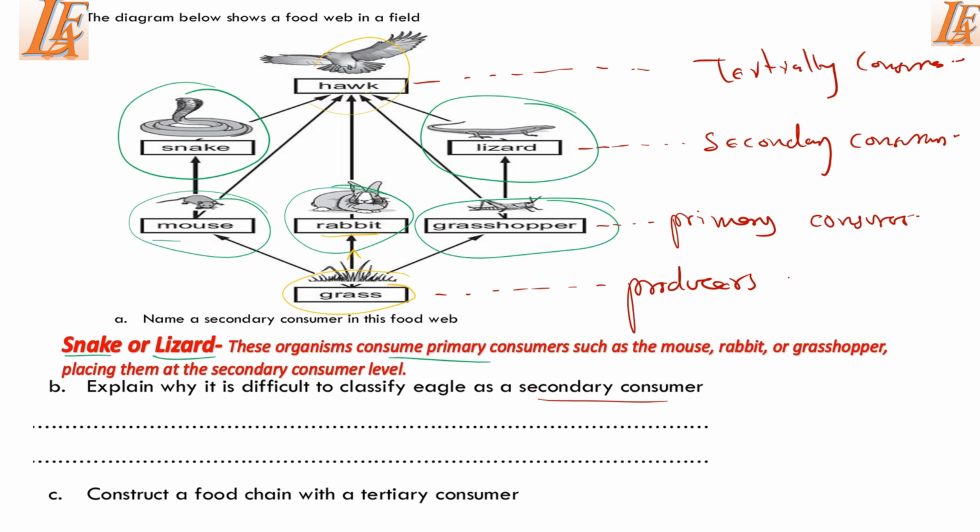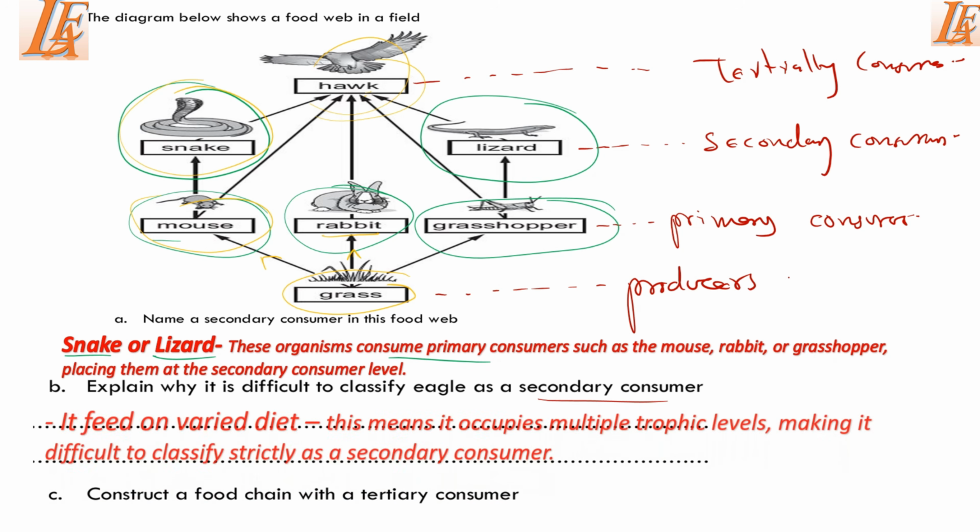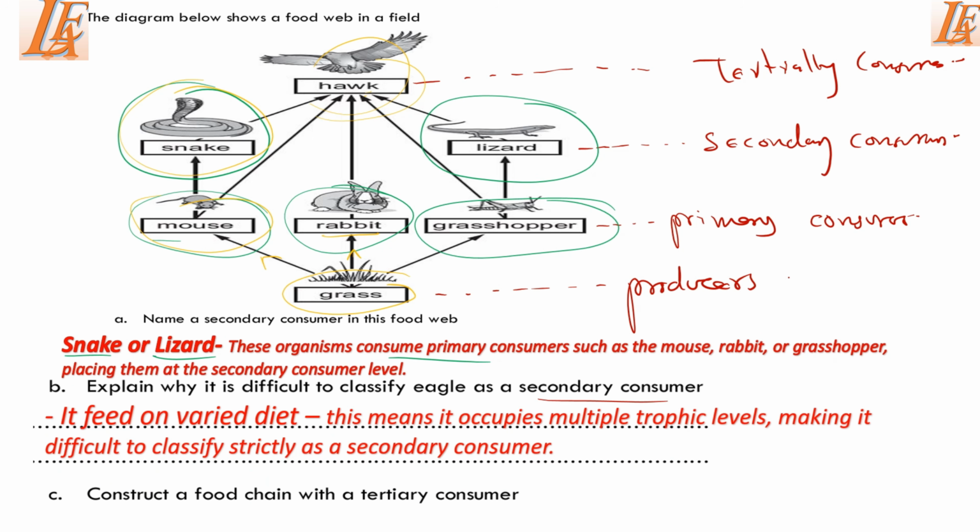But if we follow the other route, grass, we go to the mouse, then we go to the snake, then we go to the hawk. At this level, the hawk or the eagle behaves like a tertiary consumer. The reason why we cannot categorize this eagle as a secondary consumer is because it feeds on a varied diet, and that means it occupies multiple trophic levels, making it difficult to classify strictly as a secondary consumer because it also behaves as a tertiary consumer.